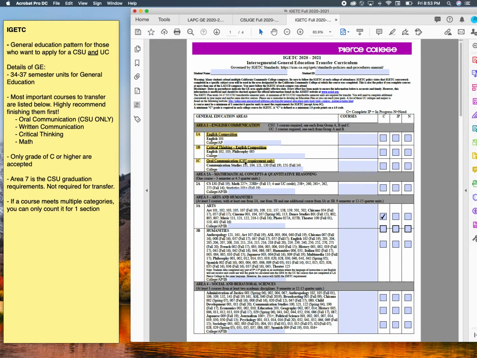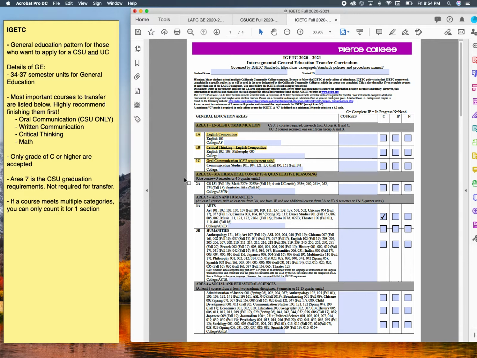And this is a Cal State requirement only. Okay, so if you're applying to UC, it is not required. They also notated here for the CSU, 3 courses are required, one from group A, B, and C. And then for the UCs, it's only 2 courses required, one from group A and B, because this is not required.